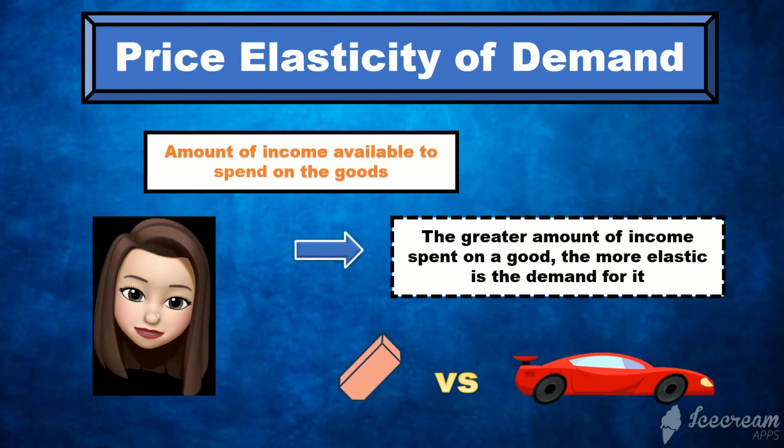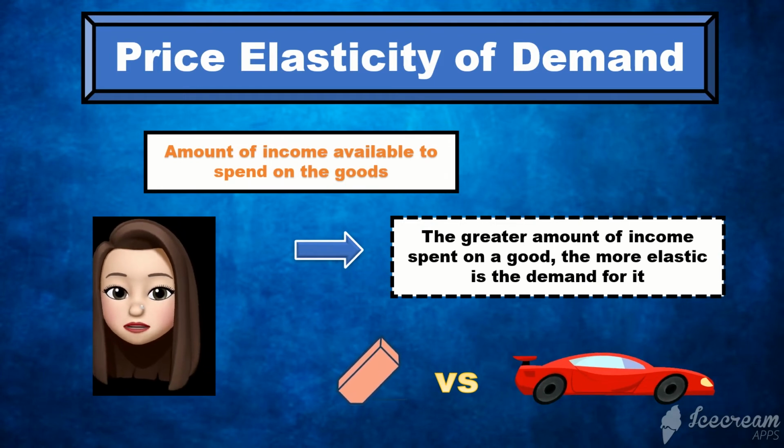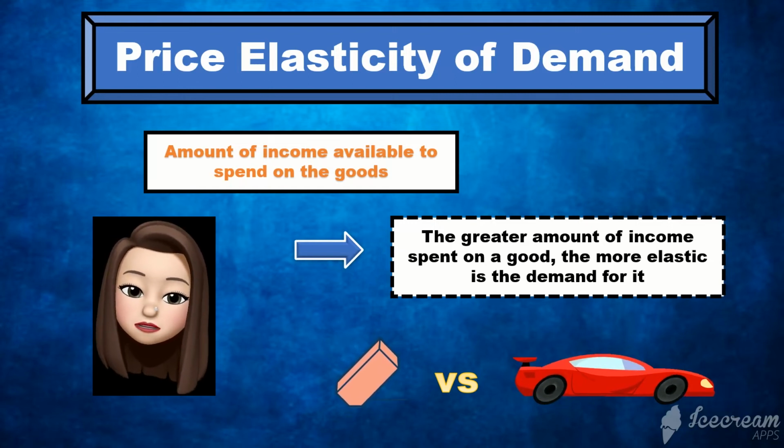The second one is the amount of income available to spend on the goods, such that the greater the amount of income spent on a good, the more elastic is the demand for it. For example, eraser versus car.